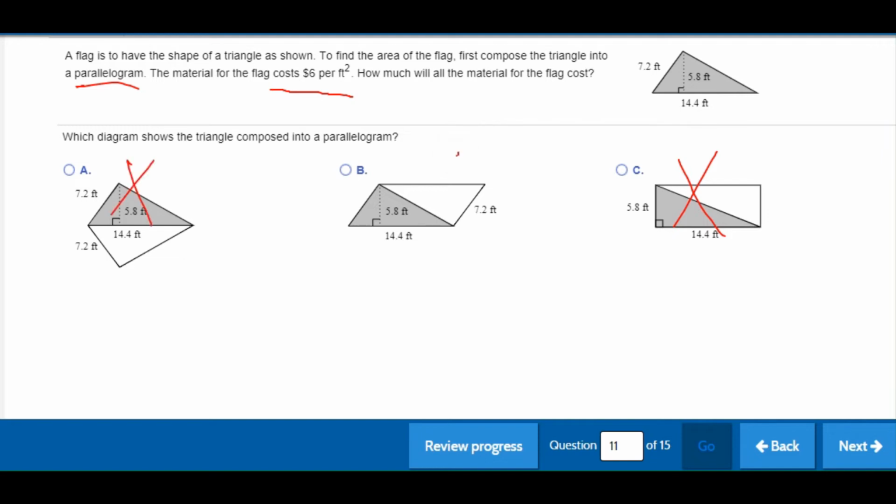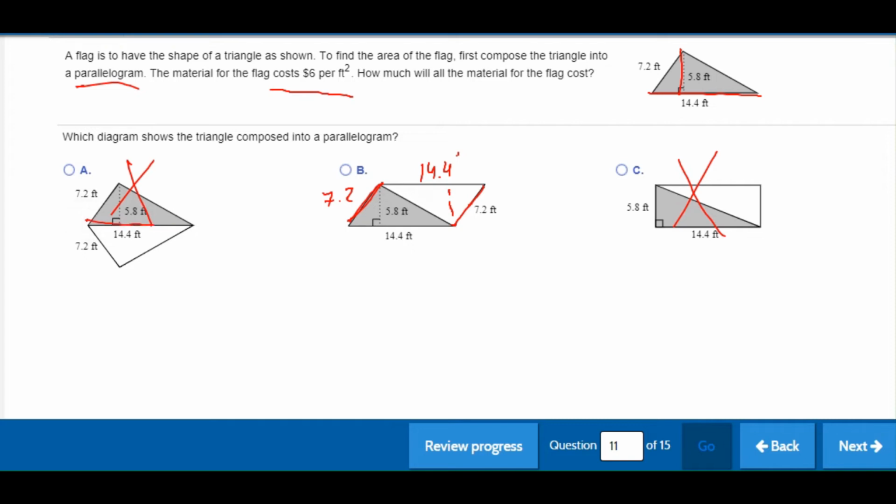This is a parallelogram. So if I look here, I have a base of 14 and 4/10 and a height of 5 and 8/10. And then if I make a copy and rotate it, this right here is 14 and 4/10, and this length right here is the same length as this length right here, because they're parallel to each other. So 7 and 2/10 is parallel to 7 and 2/10, and then the height is going to still be the same. So this B is actually what I'm looking for.